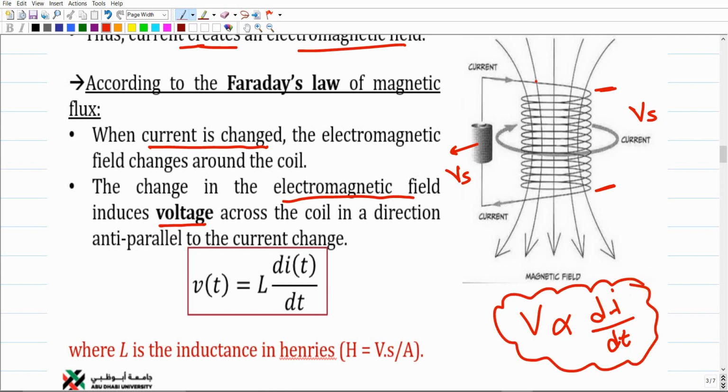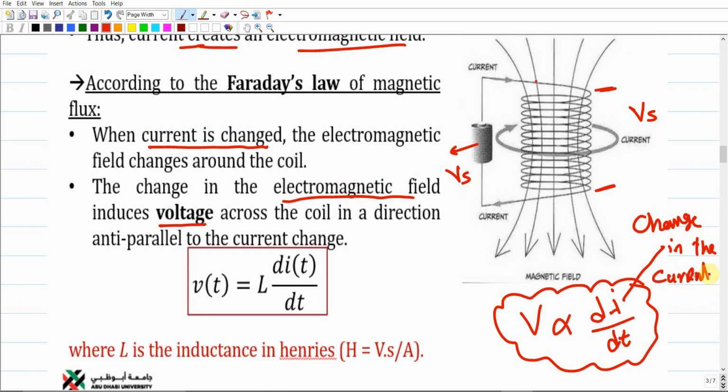So what does it mean? It means that if there is no change of the current over time, no change in the electromagnetic field will be generated, and there is no voltage. So it works in this way. We should have a change in the current over time. That's why we do have di by dt. This is the change of the current. Di by dt indicates a change in the current.